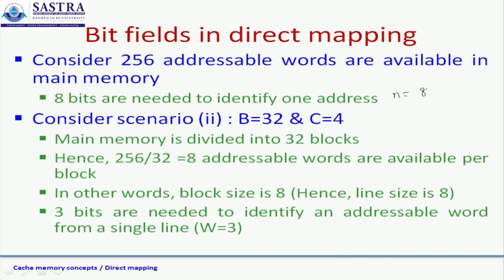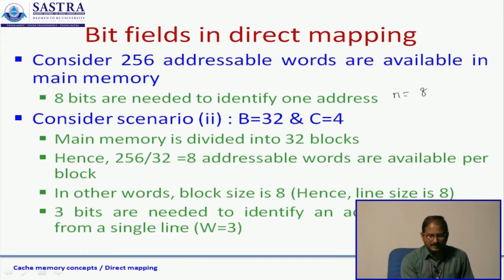We are referring to scenario 2, meaning B equals 32, 32 blocks are available, and C equals 4, 4 cache lines are available. So main memory is divided into 32 blocks. Hence 256 by 32 equals 8 addressable words per block. In other words, block size is 8. 8 addressable units are available per block, so block size is 8. Hence line size is also 8. Block size equals line size.